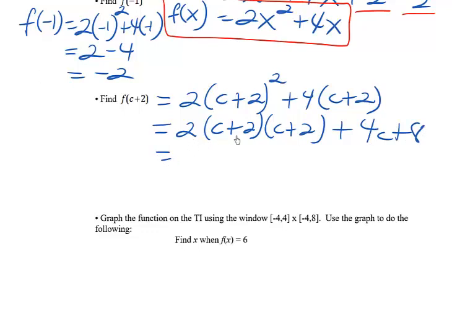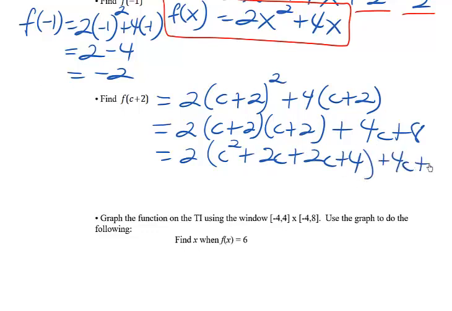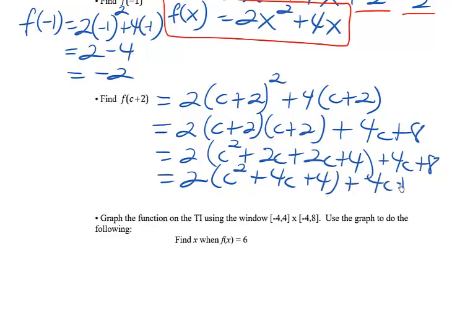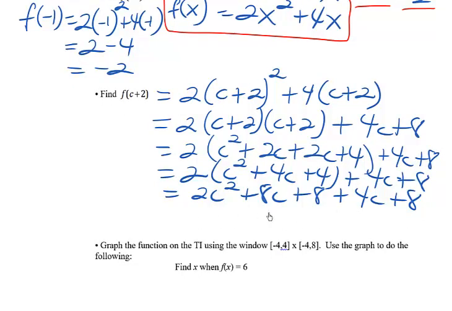I'm really in a very similar situation to what we did before. I think I'll do that FOIL problem first. C squared, 2c, 2c, and 4. I went through the FOIL. Let's see, I've got a couple of like terms in that parentheses. I can make that a 4c in there in the middle. And I can distribute that 2 now, and then combine my like terms, and I'm done.